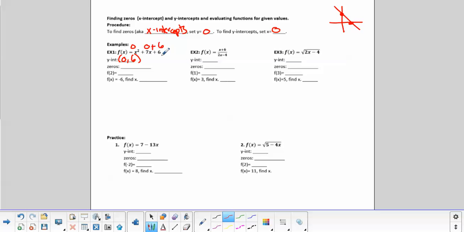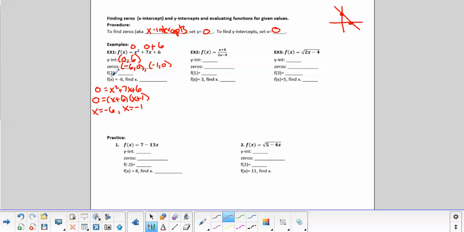To find the zeros, I set the y equal to 0. That's over here. So let's use this space. 0 equals x squared plus 7x plus 6. You need to find 2 numbers that multiply to 6 and add to 7. So 0 equals (x plus 6) times (x plus 1). And then set your factors equal to 0. You get x equals negative 6, x equals negative 1. So my zeros are (negative 6, 0) and (negative 1, 0).